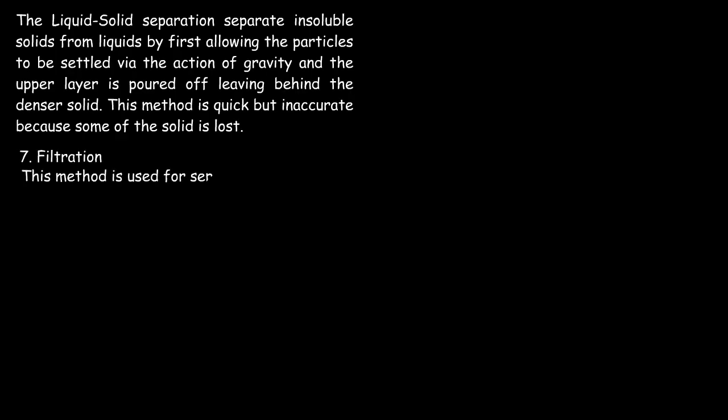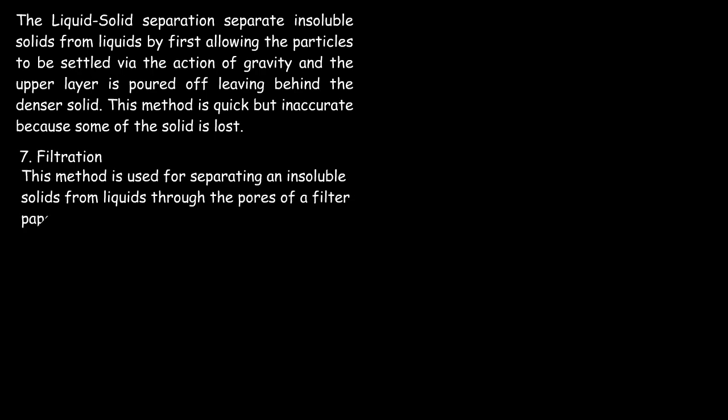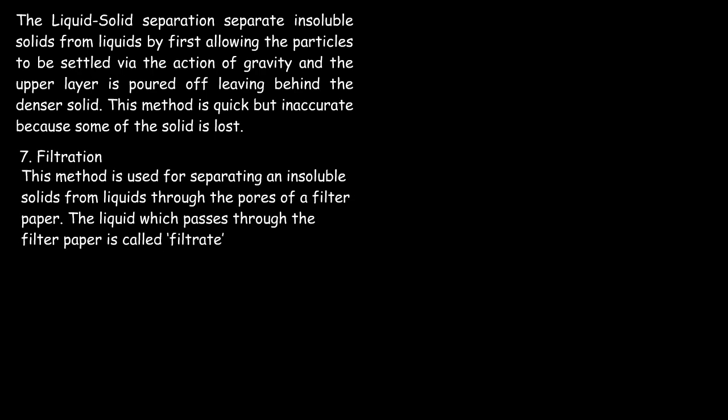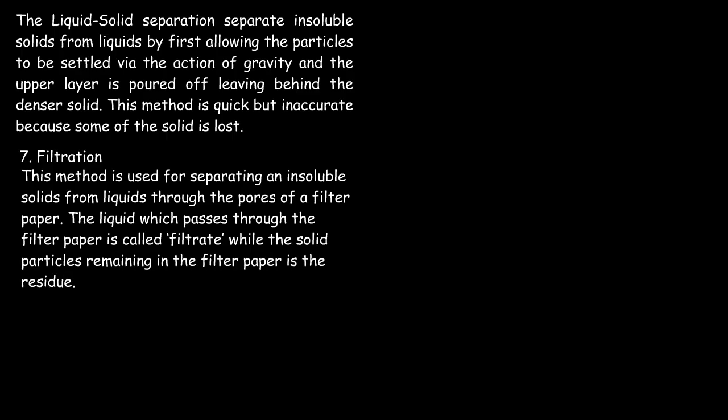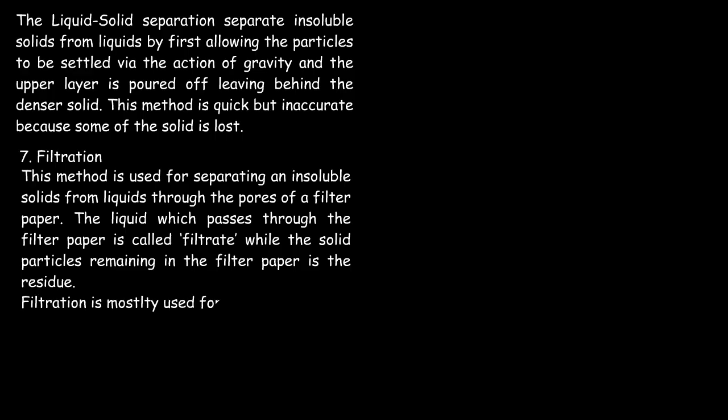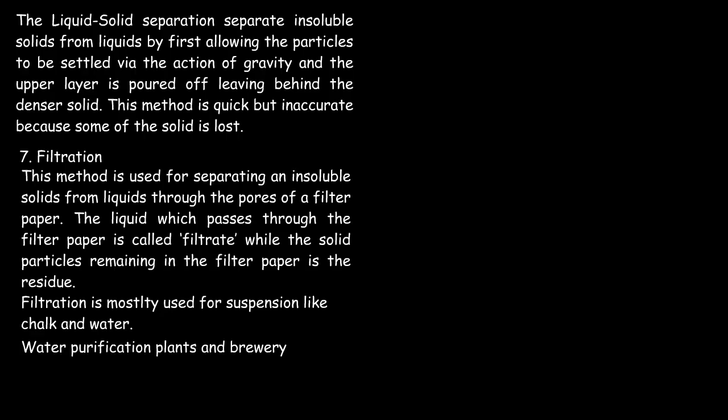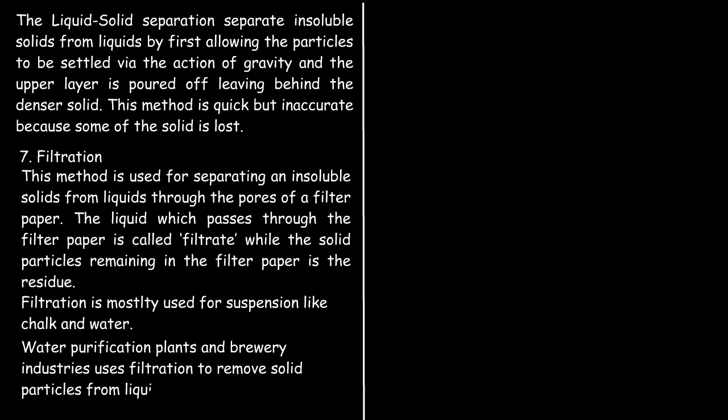This method is used for separating an insoluble solid from a liquid through the pores of a filter paper. The liquid which passes through the filter paper is called the filtrate, while the solid particles remaining in the filter paper are called the residue. Filtration is mostly used for suspensions like chalk and water. Water purification plants and brewery industries use filtration to remove solid particles from liquid.